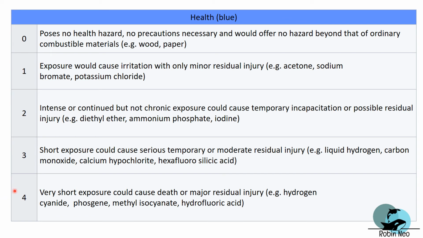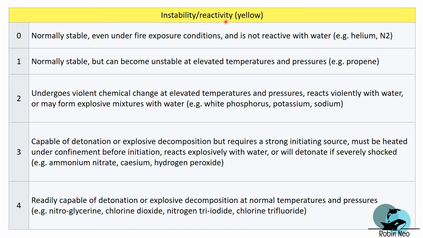The deadly 4 means very short exposure to these chemicals could cause death or major residual injury, like hydrogen cyanide, phosgene, methyl isocyanate, and hydrofluoric acid. I hope you can identify poisonous chemicals having 4 in blue diamond on their label next time. Moving to next cube, the instability or reactivity indicator shown by yellow color code.